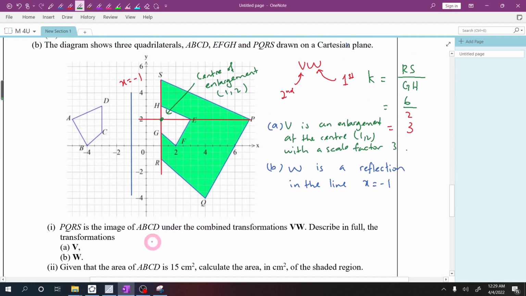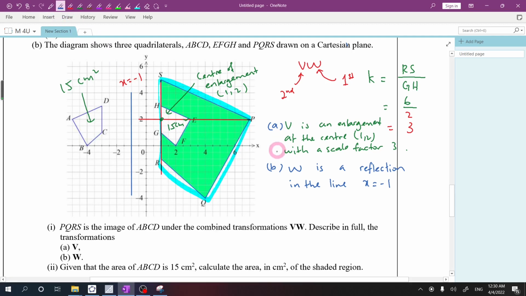Okay, now let's try the last part. Given that the area of ABCD, where's ABCD? This one. 15 square centimeters. We want to calculate the area in square centimeters of the shaded region here. Okay, if this is 15 square centimeters, we know that here must be 15 square centimeters also, right? So if we want to get the area of the shaded region, we need to find the area of this entire image first, then we minus this 15, so that we can get the area of the shaded region.